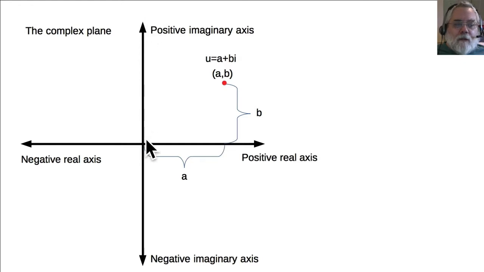I'm showing it in the upper right quadrant here as though a and b are positive, but a could be negative, in which case it could be to the left. B could be positive, in which case it's the upper half, or b could be negative, the lower half. So anywhere in this two-dimensional plane, there are complex numbers. Every point is a complex number. And every complex number maps to a single point on this plane.